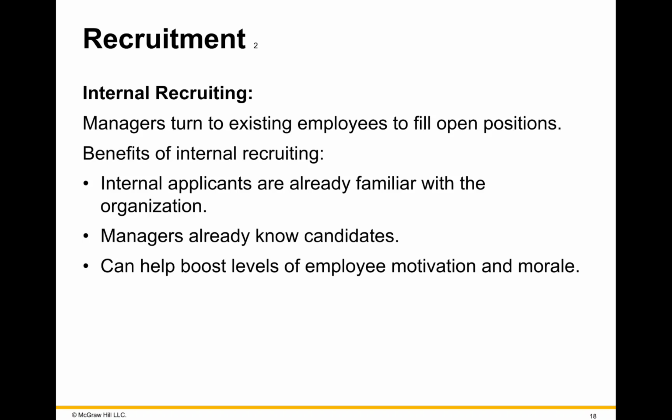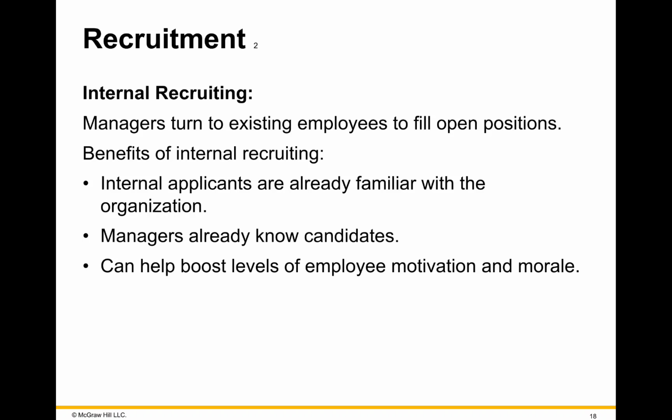The advantage of doing internal recruiting is that the internal applicant is familiar with the organisation, and of course the managers know exactly about the candidates, how they will complete their job. And by doing internal recruiting, they can boost the level of employee motivation, and it is also less time consuming and less expensive.